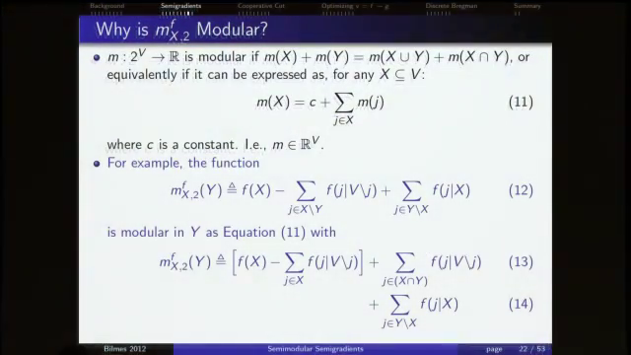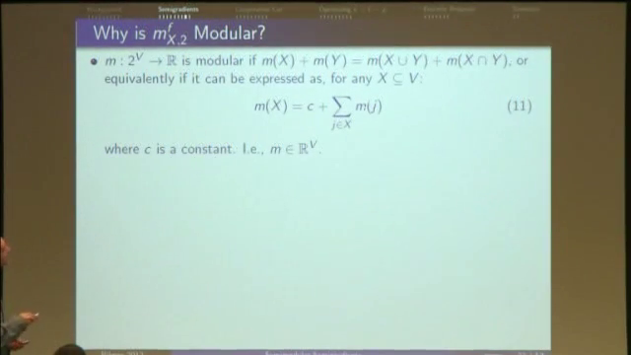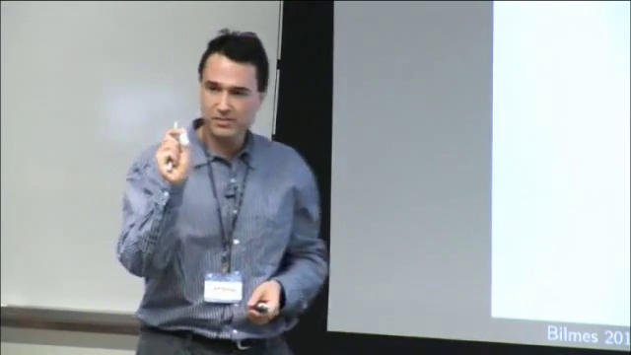So how does this work? Well, what is a modular function? A modular function has n plus 1 degrees of freedom. Here's a particular example of a modular function. A modular function must satisfy this with equality: m of x plus m of y has to equal m of the union plus m of the intersection. Or equivalently, you can say that m has to be written in the following form. It's some constant plus the sum over all of the elements of x of the individual value of that element. And so that's a modular function.